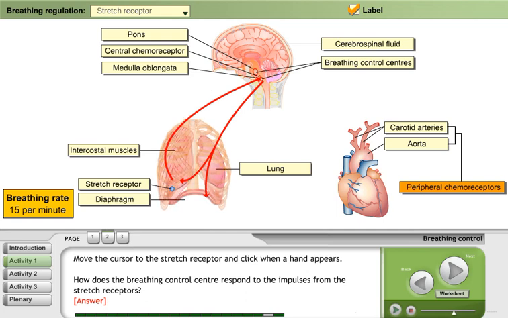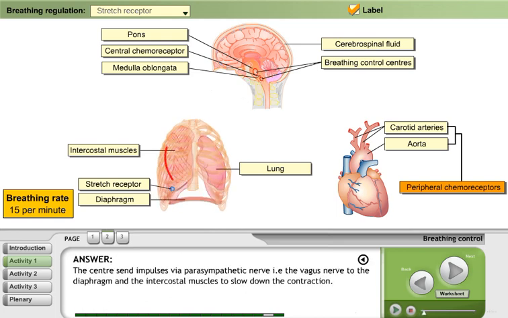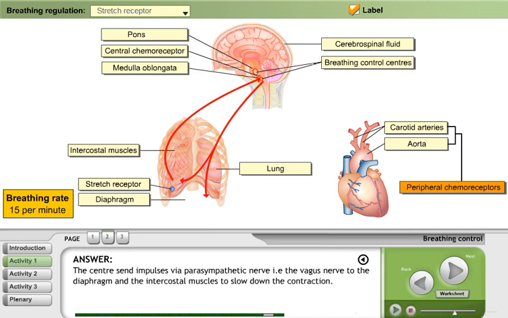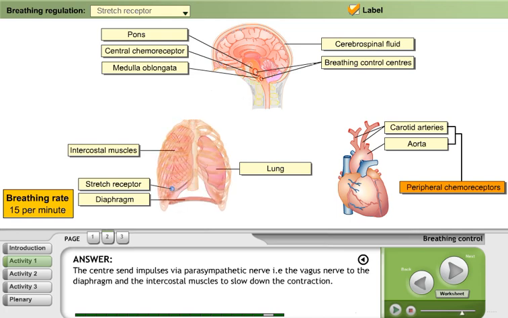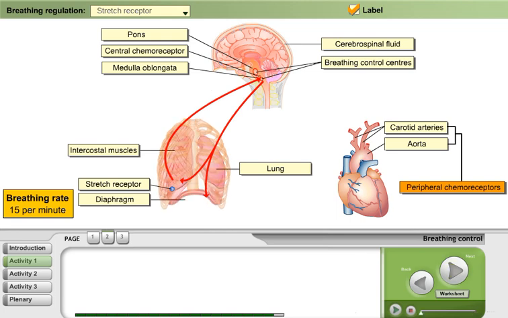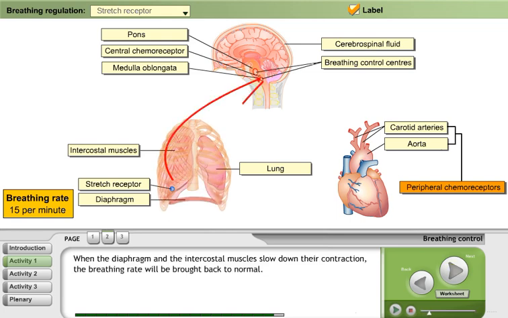How does the breathing control center respond to the impulses from the stretch receptors? Answer: the center sends impulses via the parasympathetic nerve, that is, the vagus nerve, to the diaphragm and the intercostal muscles to slow down the contraction. When the diaphragm and the intercostal muscles slow down their contraction, the breathing rate will be brought back to normal.